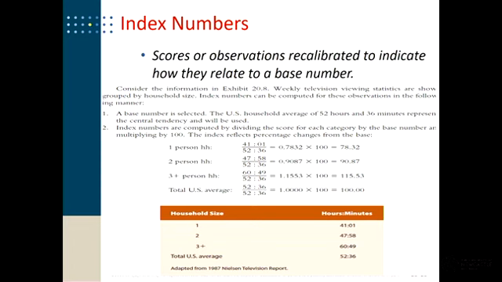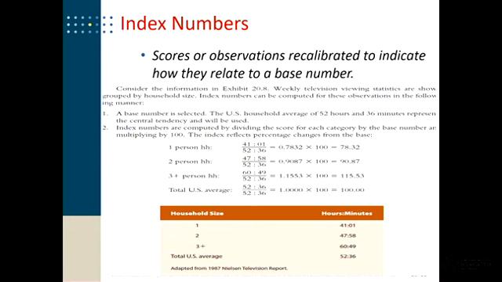Look what I say. For 3+ person households, the number is 115.53, okay? And our base number is 100. So what I'm saying is that 3+ person households watch television 15% higher than the base number. Okay? 2-person households watch television 10% lower than the US average. Okay? How are we getting this 10%, 15%? We are just comparing each number with the base number. So it makes our comparison easier.